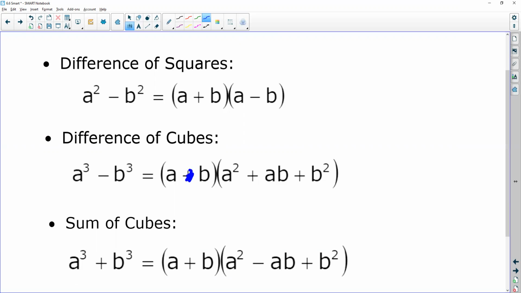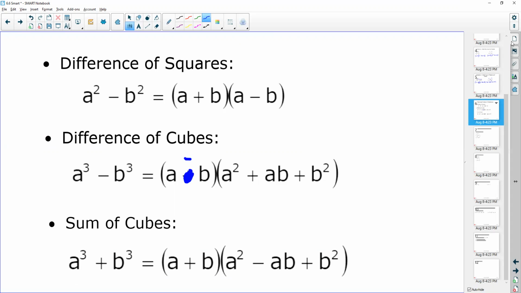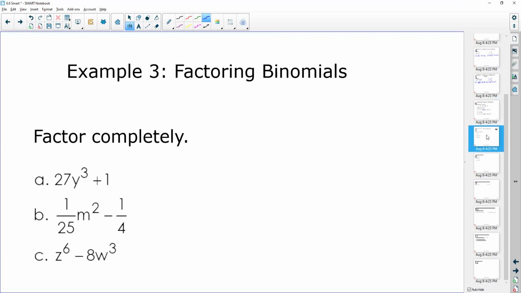This should be a minus sign right here. I have it wrong somehow. Okay, so now we're going to test out if we can tell them apart. So factor the first one completely.